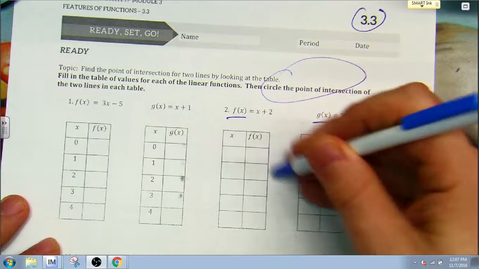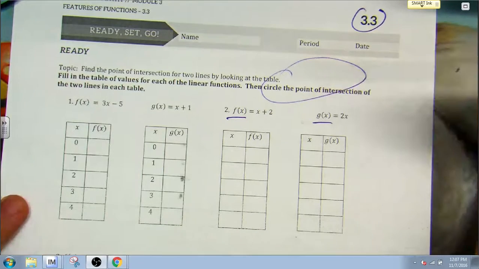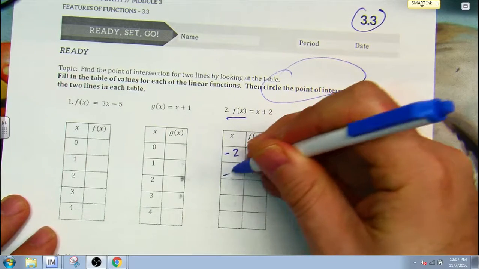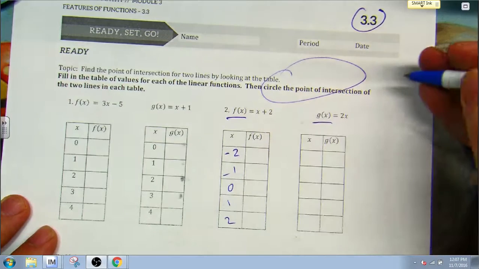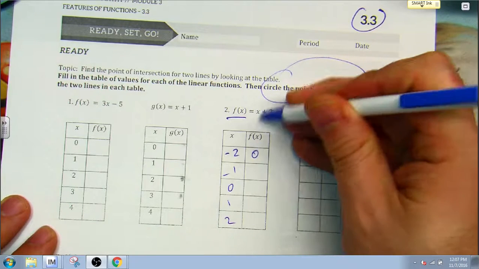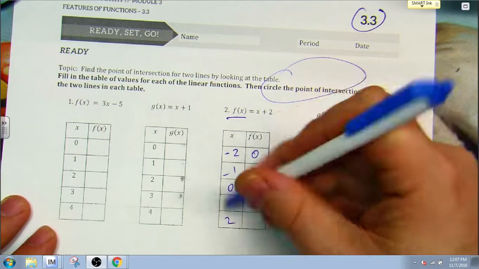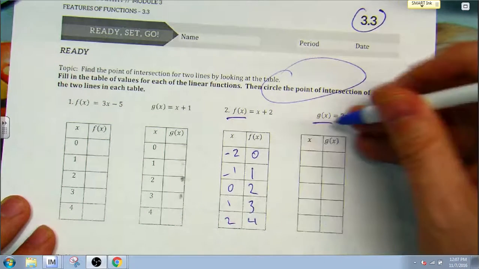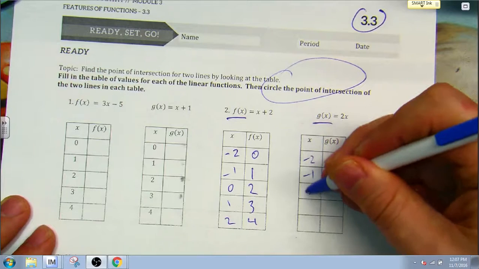It doesn't tell us what x's to put in here, but I like 1s and 2s and 0s and all that sort of thing. I like to start with -2, -1, 0, 1, and 2. And let's hope to get there. So -2 plus 2 would be 0, -1 plus 2 would be 1. And we can already see the pattern, 2, 3, and 4. And we'll do the same thing here and hope for the best.